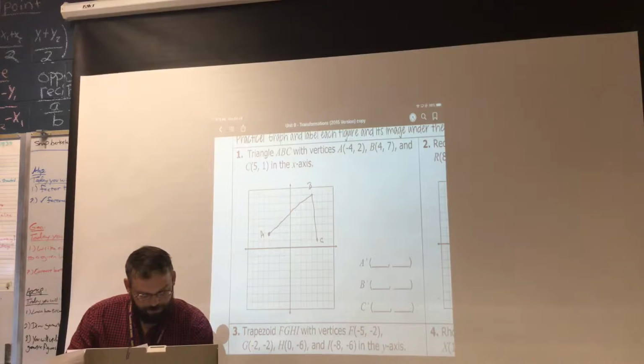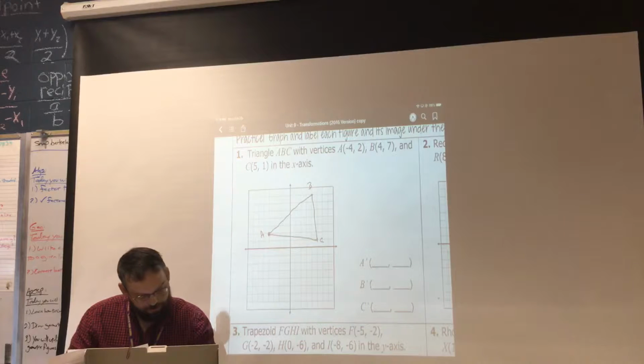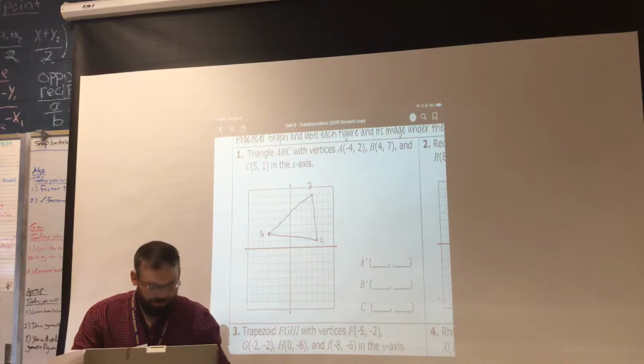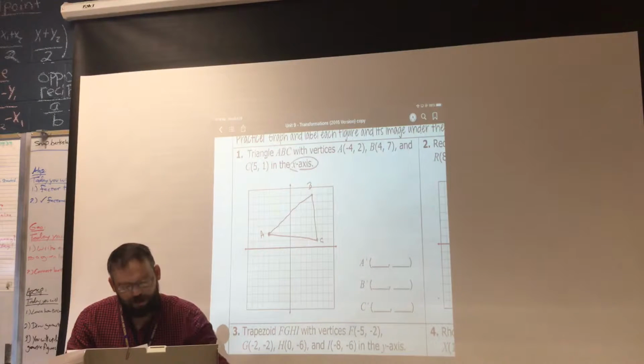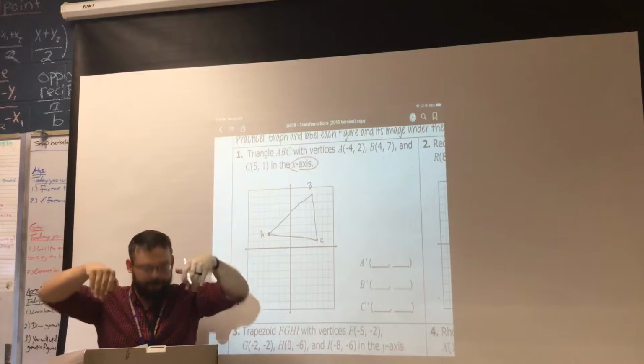There. And there. Close enough, right? So I'm going to change my color here to do the actual image. So here's what it's saying. It's saying it's reflecting over the x-axis. So it's doing, boom, this.